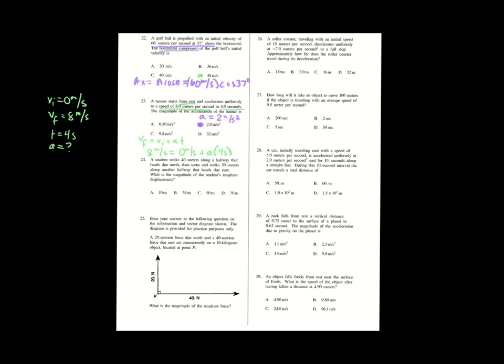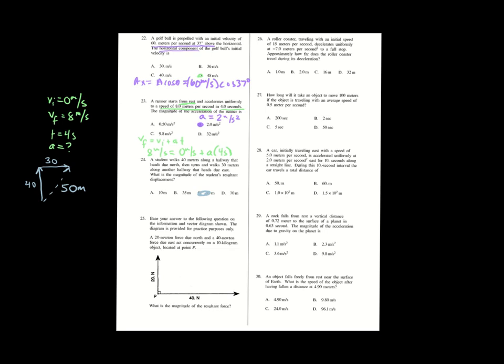Alright, a student walks 40 meters along a hallway that heads due north, then turns and walks 30 meters along another hallway that heads due east. What is the magnitude of the resultant displacement? So heads 40 north, and then 30 east. If you notice, this is almost reminiscent of a 3, 4, 5 triangle, which is basically that Pythagorean triple. So it's 50 meters is your displacement. Choice C.